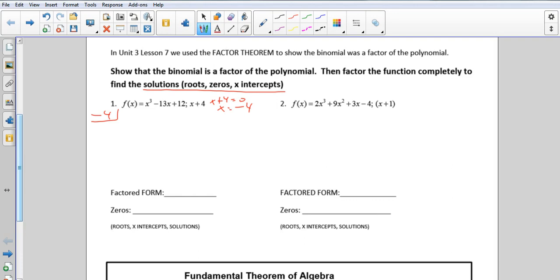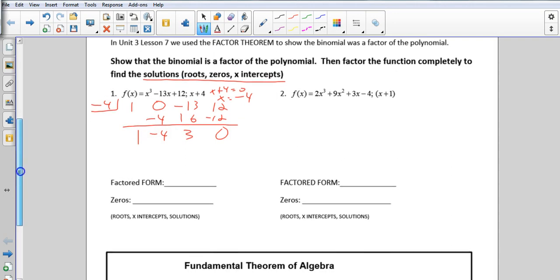It is already in descending order, but we are missing a squared term, so we need to put that in there. Drop down the 1, multiply by -4, add them together, multiply by -4, add them together, multiply by -4. Bingo. Since we got a 0 at the end, that means x plus 4 is a factor of x cubed minus 13x plus 12. It goes into it evenly.